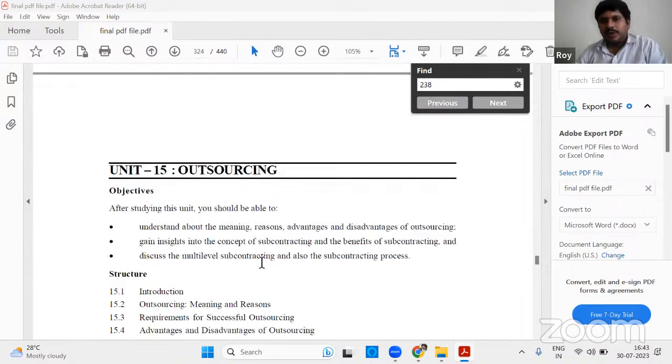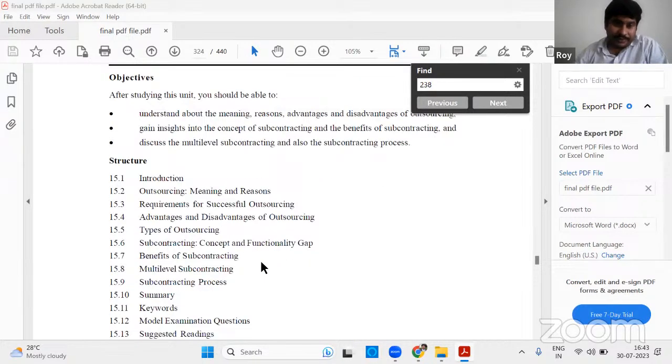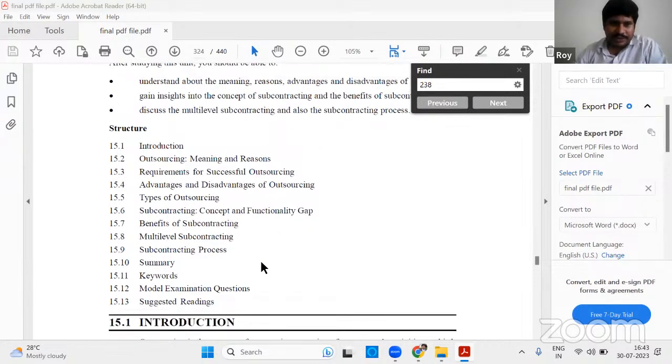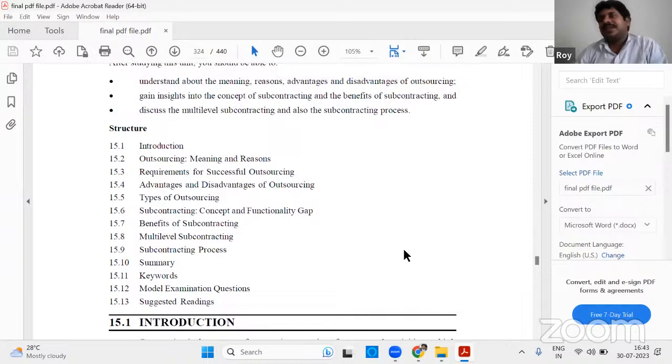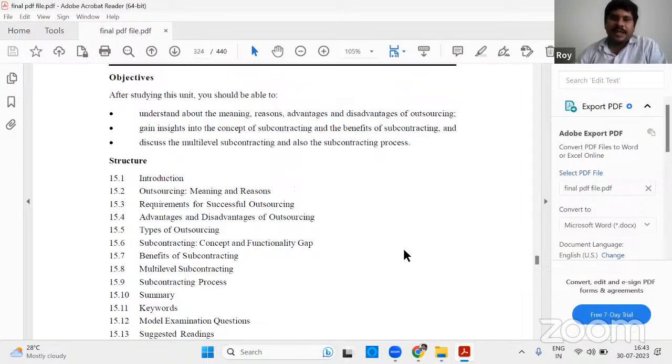Now, one unit is allocated for outsourcing. I thought of also giving some notes here. Outsourcing means what? Can anyone tell in one word? Purchasing from outside, sir. Not purchasing from outside. In simple words, giving a part of the job to another person to do instead of you doing it.